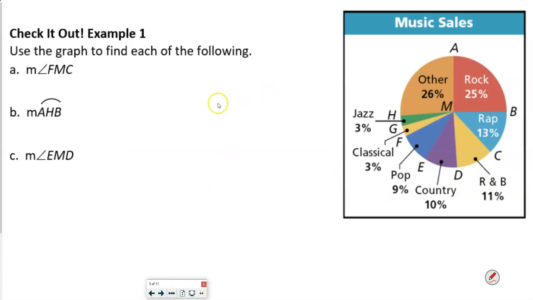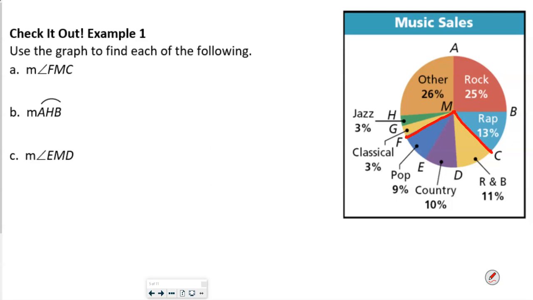All right, so let's see if you guys can do these next two now. The first one says find the measure of FMC. So let's see if we can figure out where angle FMC is. Okay, so F is here, M is there, and C is there. So we're looking for the angle FMC.